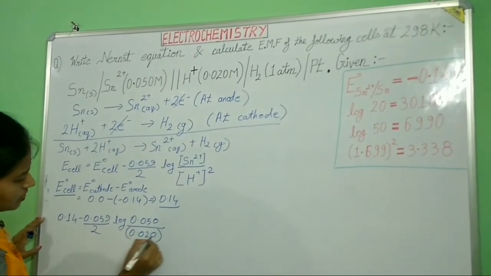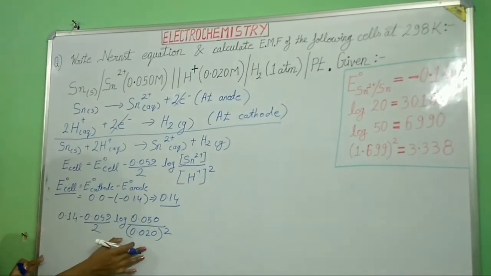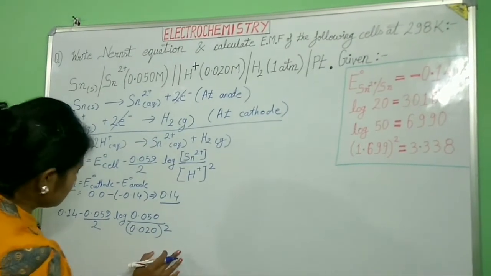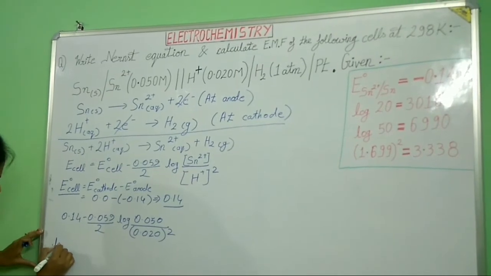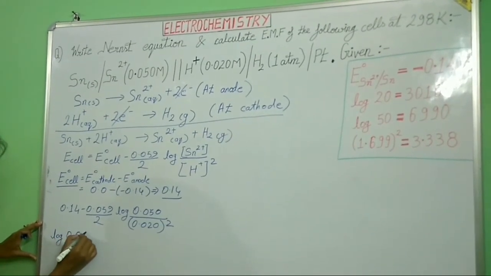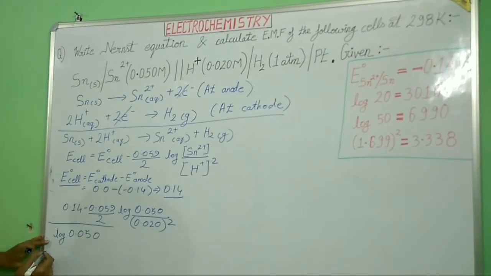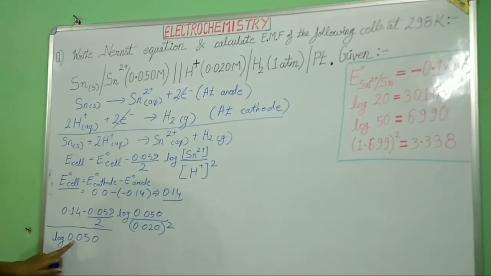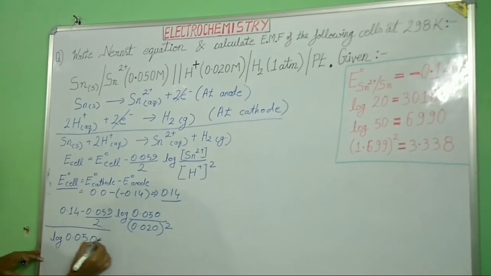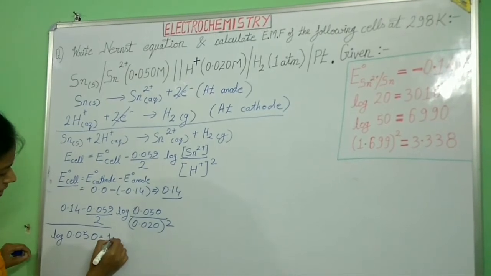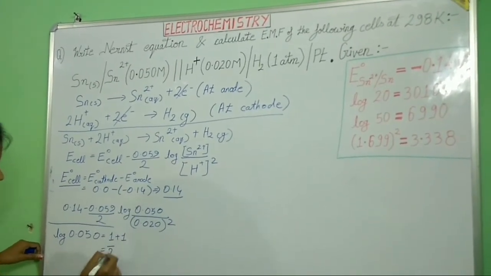0.020 whole square. Okay, now we have to find out log. This might look a little difficult for some viewers, so let us make it a little easier. How to solve for log 0.050? For log 0.050, we can see that there is only one 0 after the decimal. One 0 after the decimal means we add it with 1, so it will be 2 bar. 1 plus 1, 2 bar.